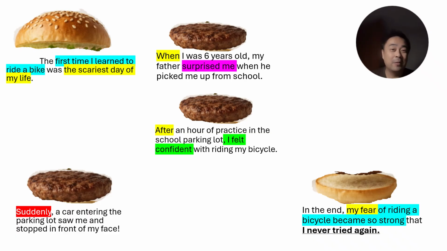Okay, now I'm assuming that you've already read the story, so let's jump back to it. With the supporting sentences, we see 3 things. First, when I was 6 years old, my father surprised me. This is the first part of the story. Then I see what happens that day, a little bit after that surprise bicycle. I'm practicing and I felt confident. And then I see a climax, or suddenly a car entering. Bam! A new event has happened. So we have a first and then a next. This is the basis of a sequence, a story sequence. And then we have the conclusion.